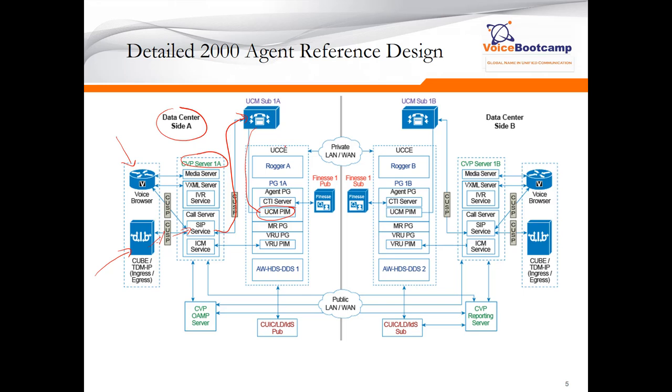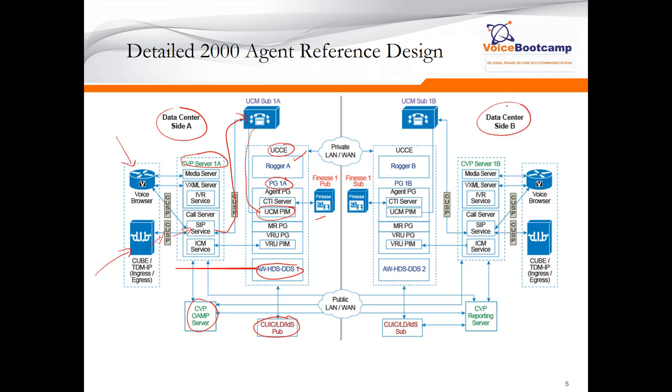So usually you will have UCCE components, for example, the logger. You will have a PG server. You will have an admin server for day-to-day administration. You'll have the CVP server, operations console, and reporting server. So typically you get roughly around 7 servers on the left-hand side, for example, on site A. Actually, it's also 9. Now that is up to 10 servers you have on the site A data center network.